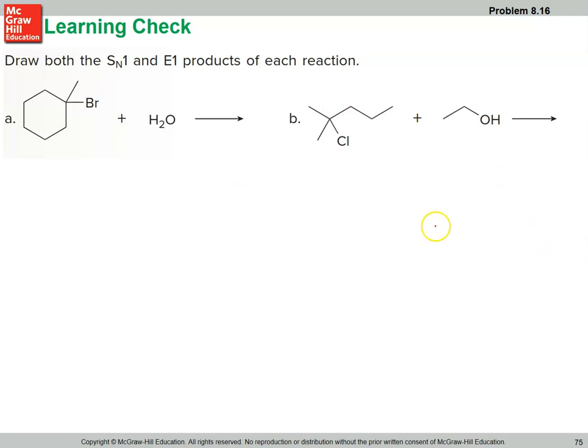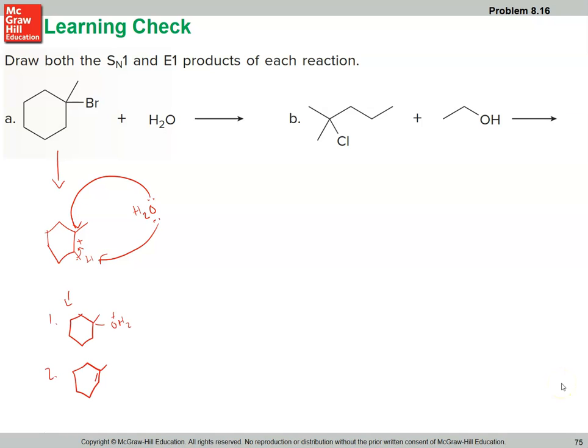So here's just a question to practice to draw both the SN1 and E1 products for the chemical reaction. So feel free to pause if you want to practice this before I go through the solution. The first step is, of course, going to be generating that carbocation intermediate, and then we're going to determine if we're going to treat water as a nucleophile to come here, or we're going to treat it as an electrophile to come here and form our double bond. So those are our two different options.